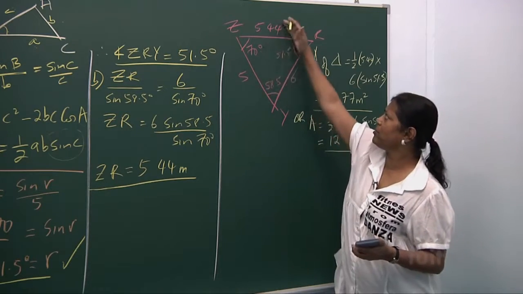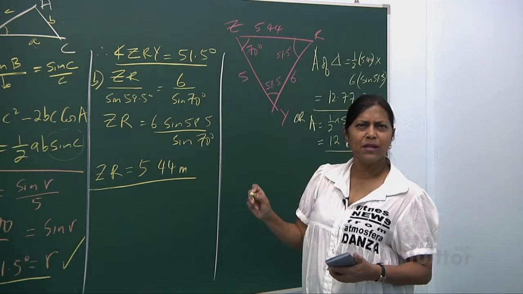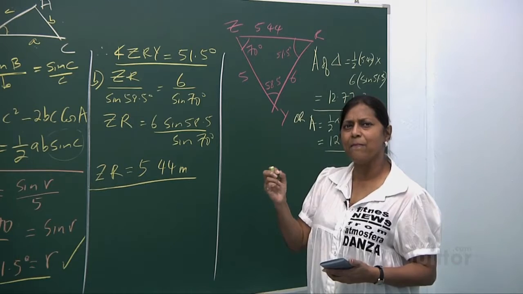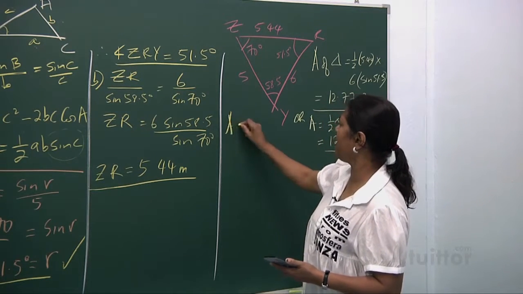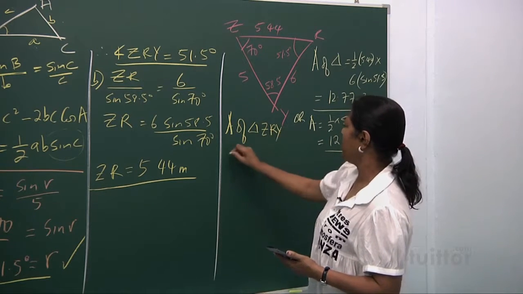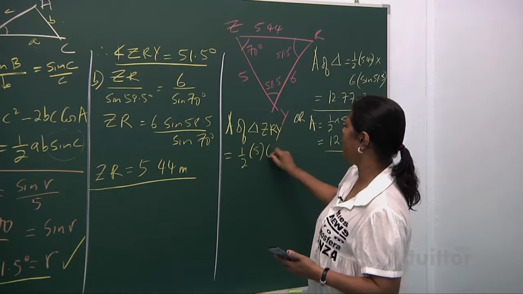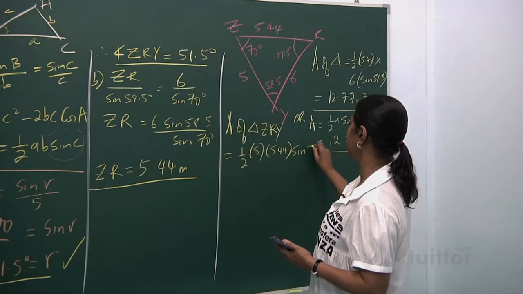And if I were to use these two, let's find out how different they are. We're just curious about the degree of accuracy, or the degree of the error made. We want to find out. All right, so what happened? We want to find the area of triangle XRY equals half 5 times 5.44 sine 70 degrees.